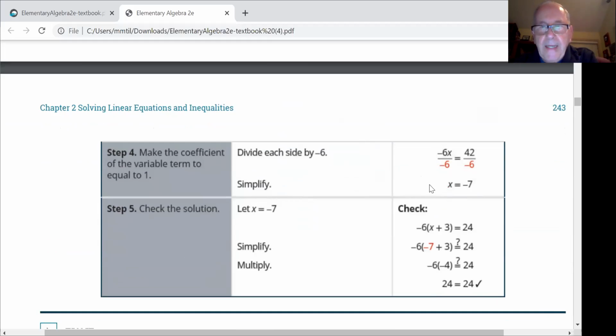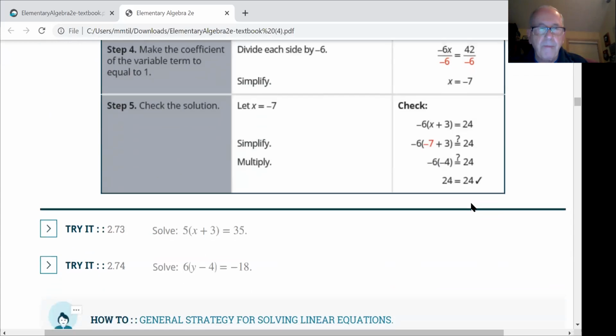Okay. And then the last thing is you check to make sure the solution is correct. And you do that by inserting what you got for the variable into the original equation. In this case, it becomes 6 times minus 7 plus 3, and you check to see whether that's equal to 24. Minus 7 plus 3 is minus 4. Minus 4 times minus 6 is 24. 24 is equal to 24, therefore it checks. Therefore minus 7 is the valid solution for this equation.